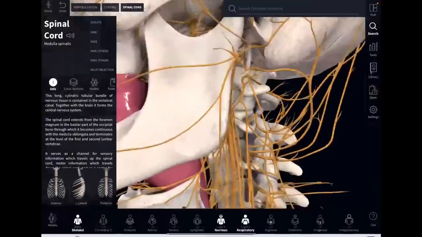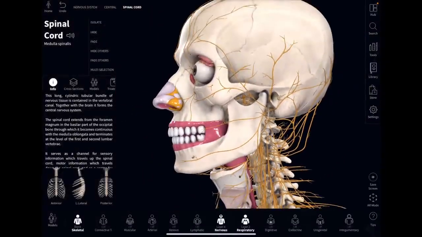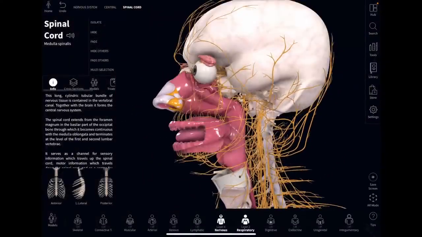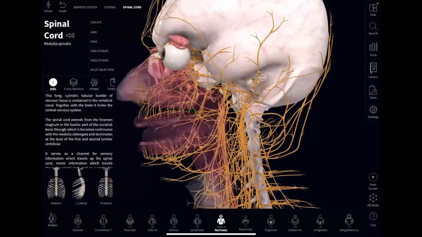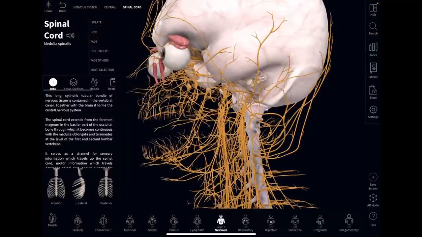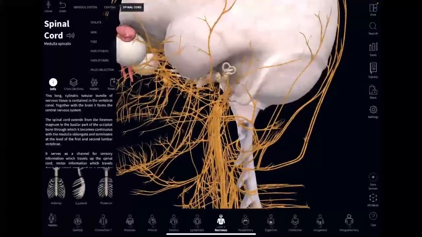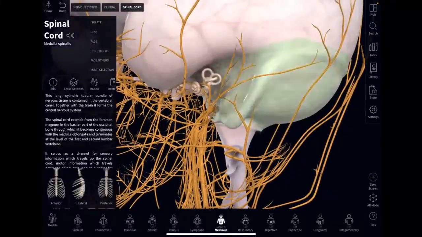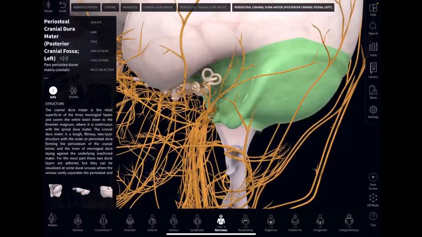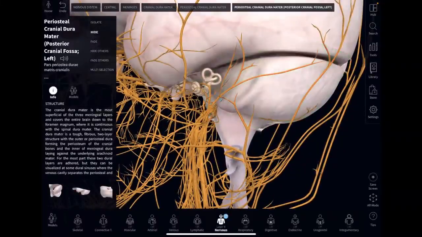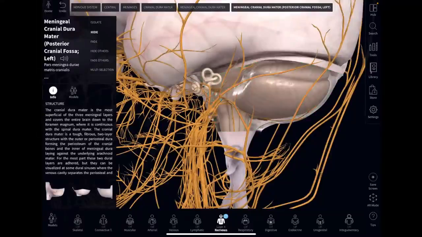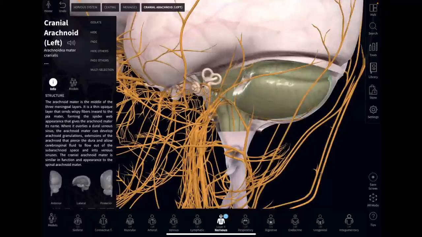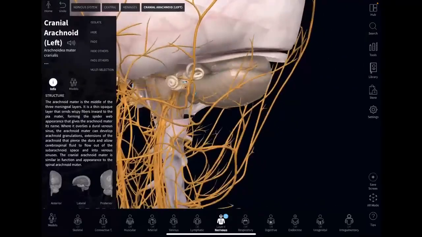Okay, well, we'll have to approach this a little differently. Let's get rid of the skeleton. There we go. Okay, and we'll get rid of the respiratory tract. Okay, so we have the brain, and right back in here you have the dura. We'll hide that. You'll see that this is more dura. It's pretty protected. Okay, now this is the cranial arachnoid.